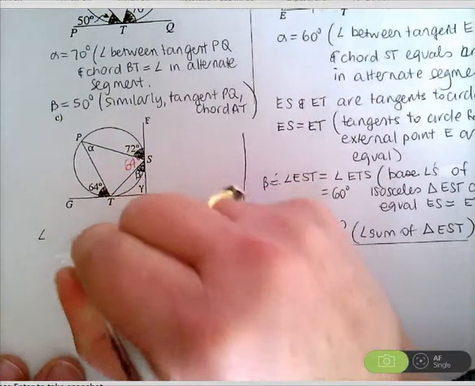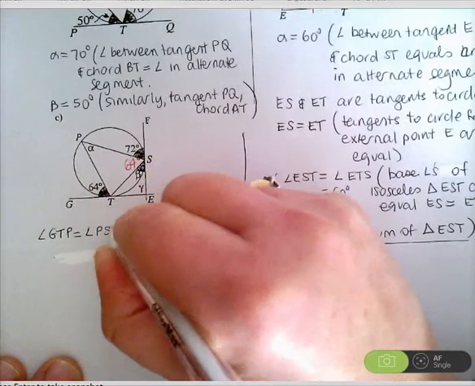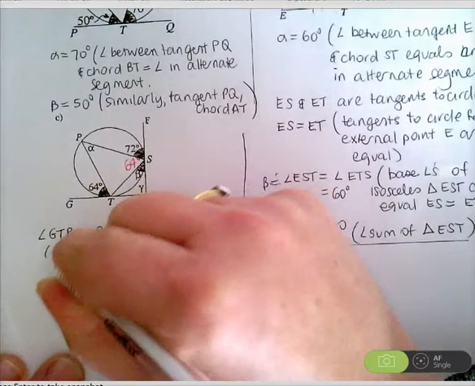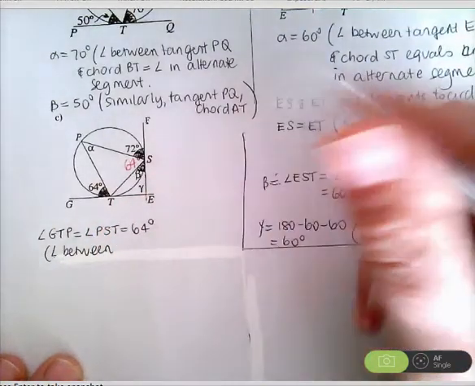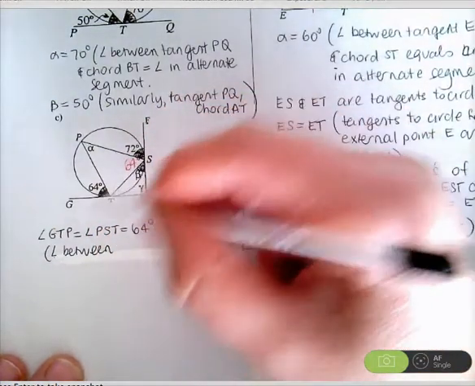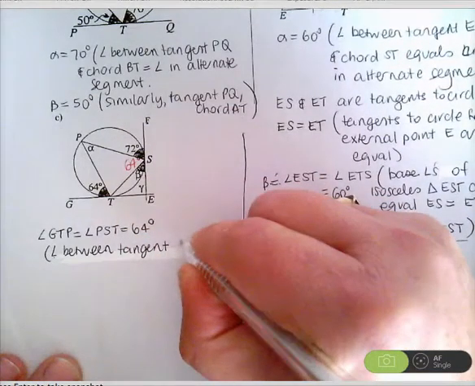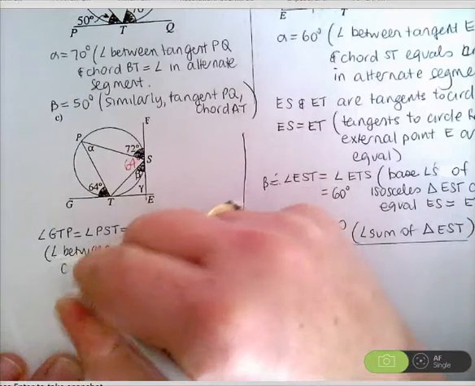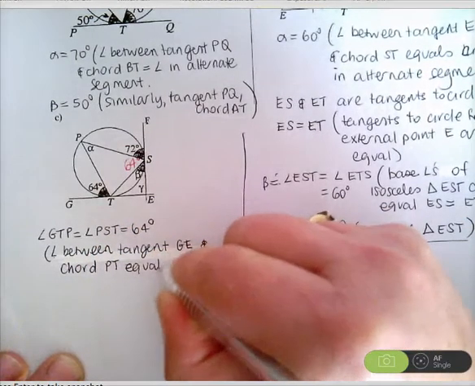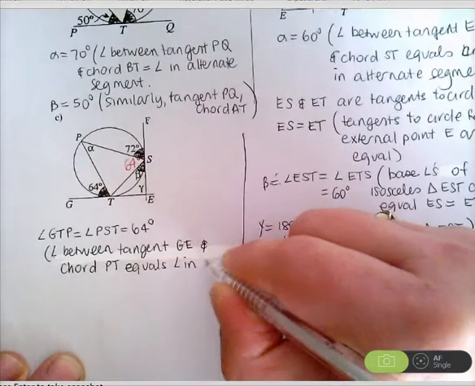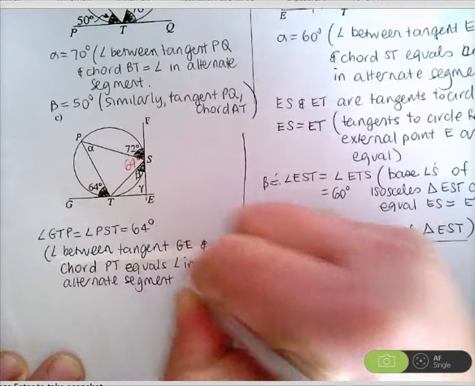So we've got angle GTP is equal to angle PST, which equals 64 degrees. Reason: the angle between, and you need to put which tangent we're talking about, because there are 2 tangents and 3 chords here, so you need to state which tangent. So the angle between tangent GE and chord PT equals the angle in the alternate segment. Okay, so that's that first one.